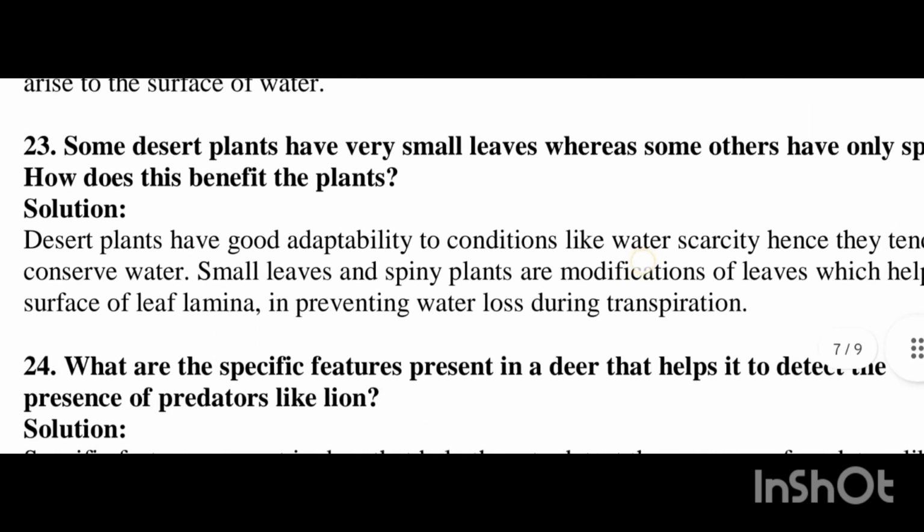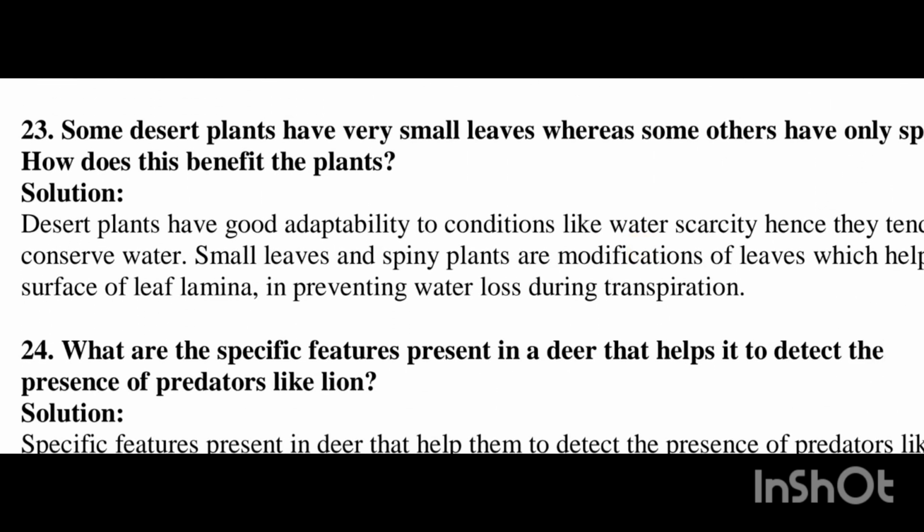their upper surface of the body which help them to breathe in air when they arise to the surface of water. Next question we have, some desert plants have very small leaves whereas some others have only spines. How does this benefit the plants? Now desert plants have good adaptability to conditions like water scarcity, hence they tend to conserve water. Means there is less water there, so they are conserving the water in such conditions. Small leaves and spiny plants are modifications of leaves which help the surface of leaf lamina in preventing water loss during transpiration. So the spines or small leaves just help to reduce the loss of water by the transpiration process. You can write the answer in your own language too.